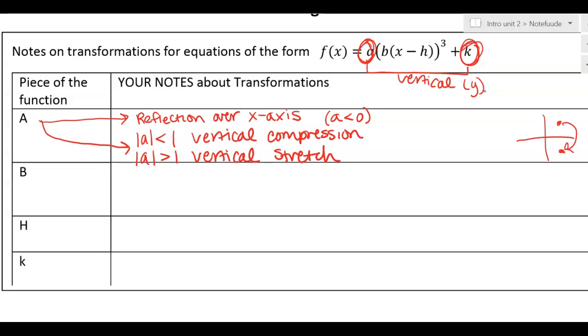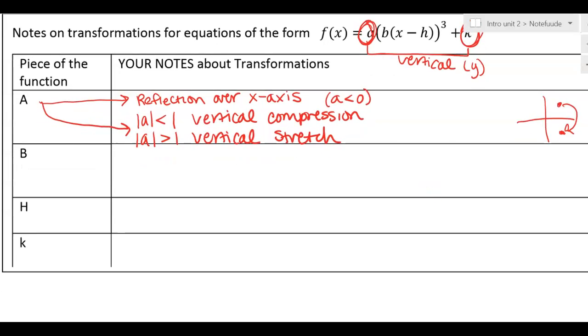And K is the other thing that was vertical. What did K do to our graphs? What did we say when we looked through that investigation? Josh? Good. Okay, so K basically shifted or translated our graph up or down. So this shifts our graph up or down.